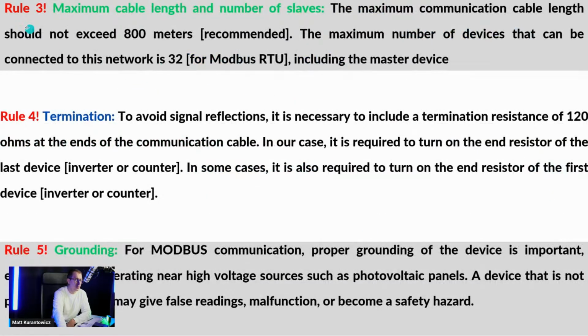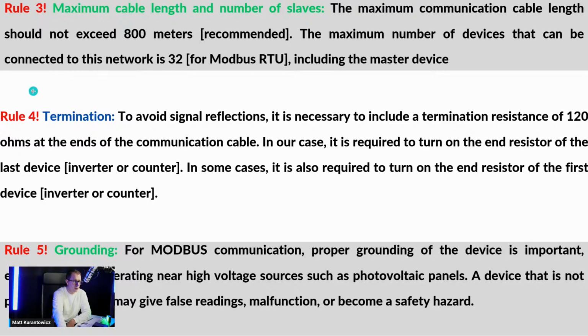Rule number 3, maximum cable length and number of slaves. If you go to documentation for Modbus, you will find information that the maximum communication cable length should not exceed 800 meters. It is recommended. And the maximum number of devices should be about 32 devices in the network.